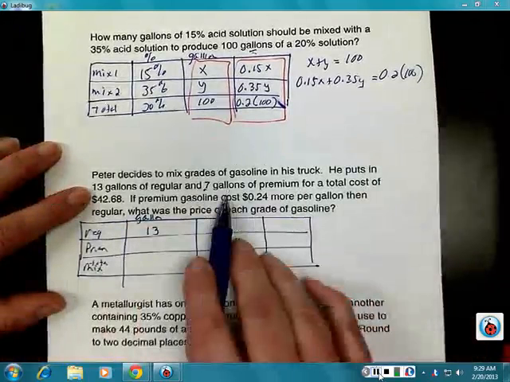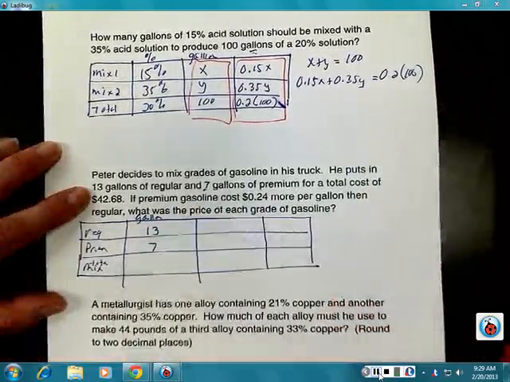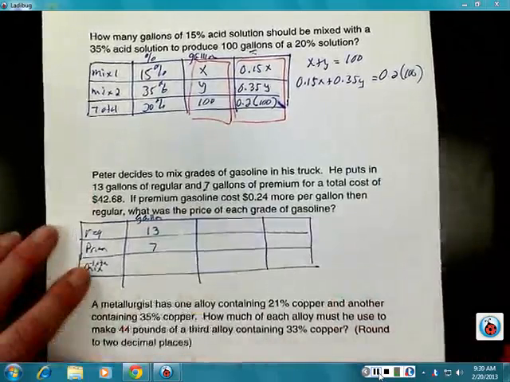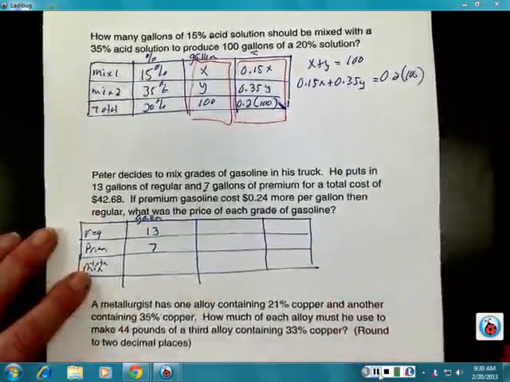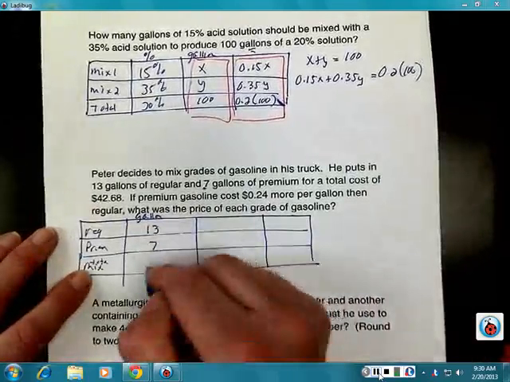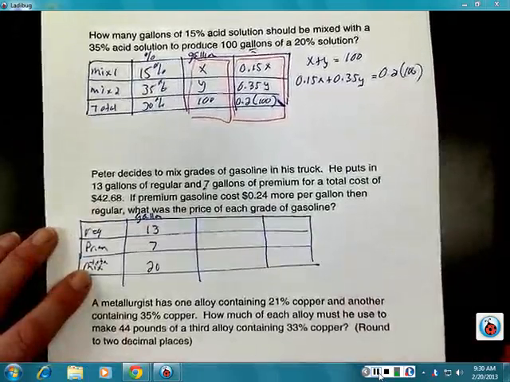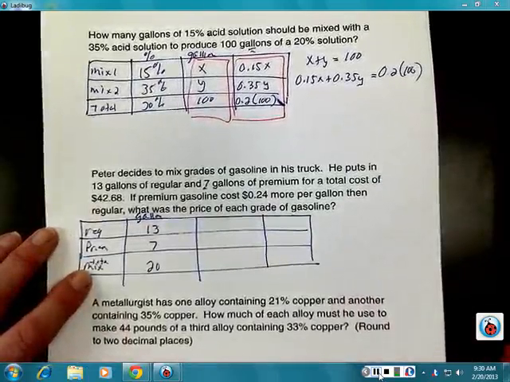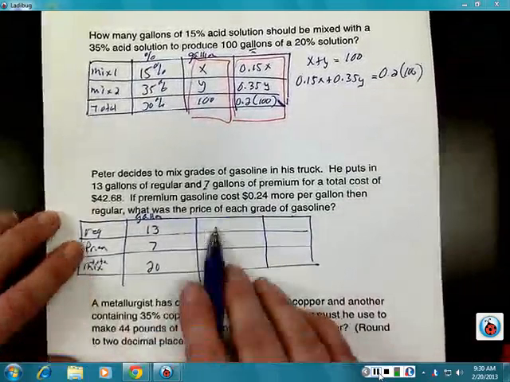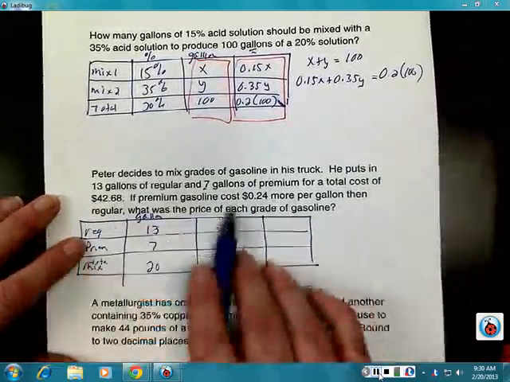How many gallons? He puts 13 gallons of regular, so that means I have 13 of those. What does he put of premium? 7. How much is the mix? How many gallons did he put in for the whole thing together? We can come up with that because 13 plus 7 is 20, but does that help me at all? Doesn't do a whole lot for me, does it?